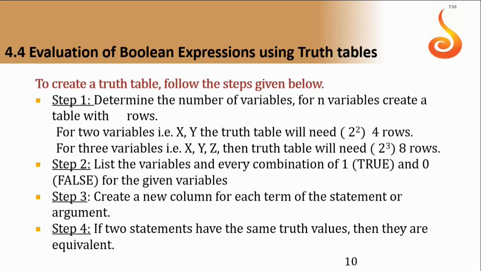List the variables with every combination of 1 and 0. Then you need to create a column for each term of the statement depending on the expression. I will take an expression and show you how exactly it works. If two statements have the same truth values, then they are equivalent. That is, LHS is equal to RHS. Normally we will show LHS is equal to RHS. That is the proof, right? So we will do that.